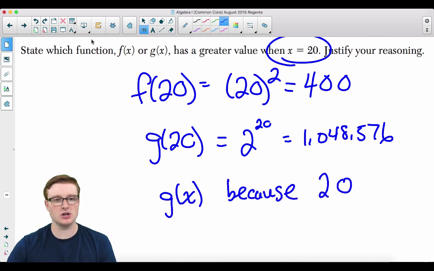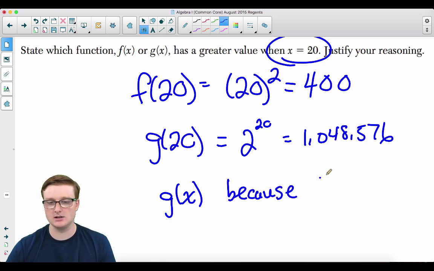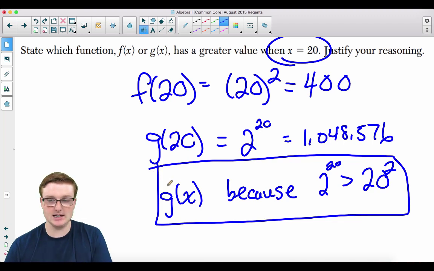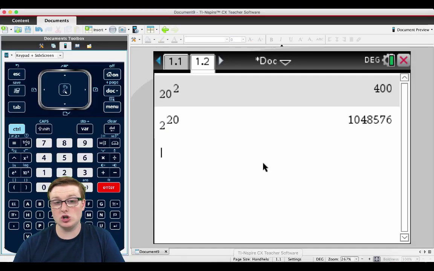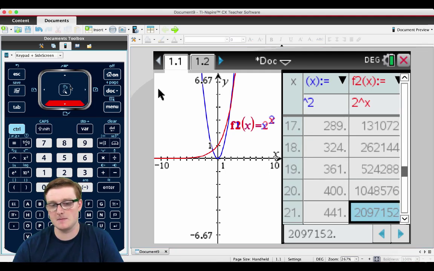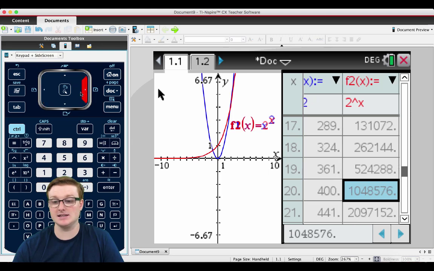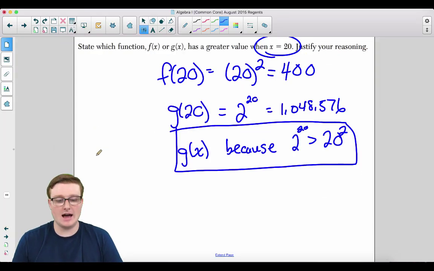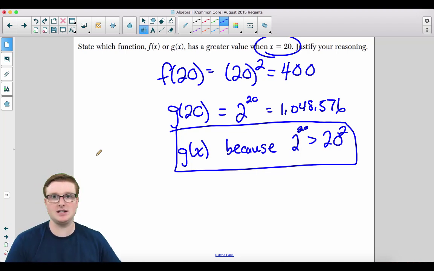because 2 squared, sorry, not 2 squared, 2 raised to the 20th power is greater than 20 squared. And that would be your justification, and that's it. Or you could just look at the table of values. If you go down to 20, notice how the blue is a lot less than the red. So that's how, I mean, I don't think that you can say I just graphed it and then that's it. I think that you do have to explain it a little bit of an algebraic way.